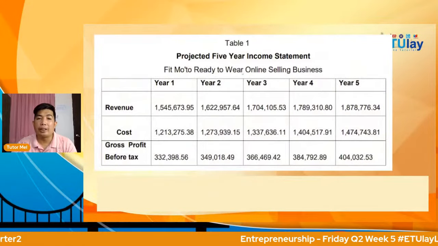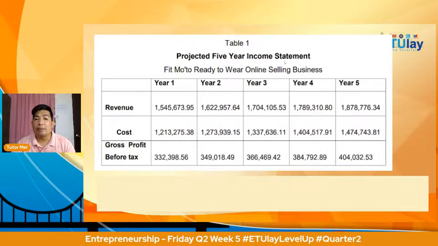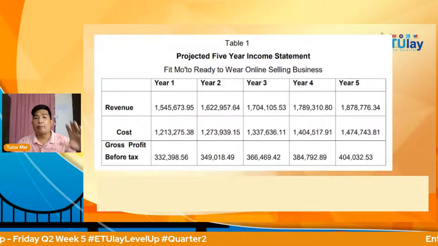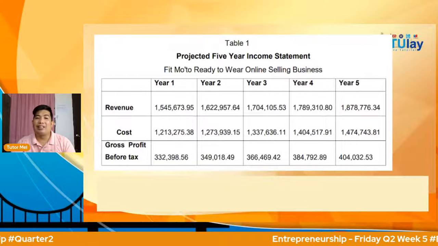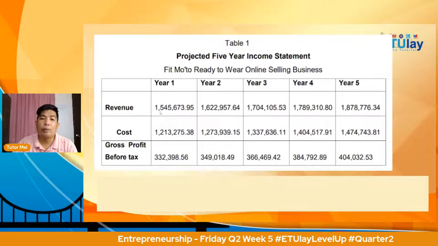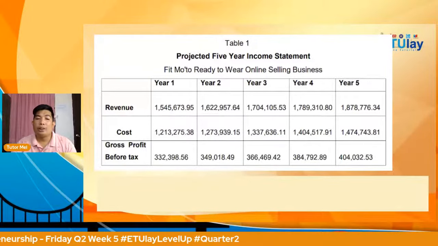Okay, let's continue with income statement naman. Projected 5-year income statement of Fitmoto ready-to-wear online selling business. So, diba, projected, ito lang yung nakikita natin na possible nating kitain. For year 1, okay, ayan na po, 1 million, yung kanyang revenue, ibig sabihin yung kanyang net sales ito.